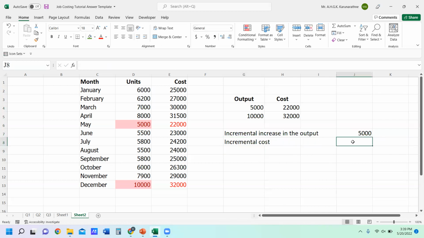Incremental cost is your total cost, or your maintenance cost, which has increased from 22,000 to 32,000. So accordingly, the incremental cost is 10,000. When you increase your output from 5,000 to 10,000, your cost increases from 22 to 32, that means by 10,000. So what is the incremental cost per unit?